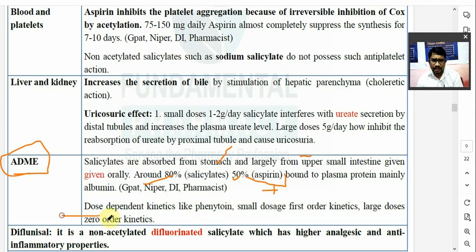They show dose dependent kinetics. In the smaller dose, they follow first order kinetics, and in the larger dose, they follow zero order kinetics. Diflunisal is a derivative of it. It is a non-acetylated difluorinated salicylic acid derivative. It has higher analgesic and anti-inflammatory activity.